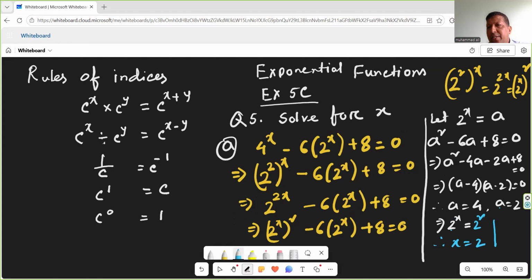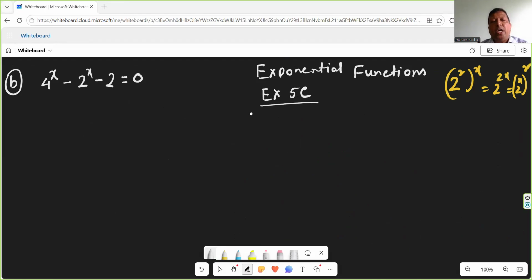Here, instead of a, we can write 2 to the power x. So 2 means 2 to the power 1. If both of these bases are the same, the powers will be equal, so x equals 1. So the final answer is x equals 2 and x equals 1. This is question number A completed. Now we try to do question number B.